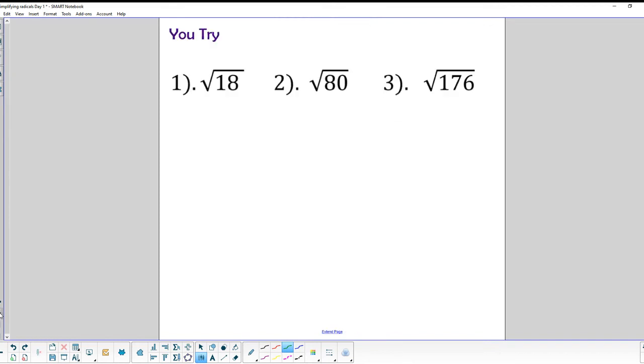All right, let's do a few more, and maybe I'll do these just a little bit differently. It might make it a little bit easier. Let's just keep using the arrows and the numbers before we put that radical sign back on there.